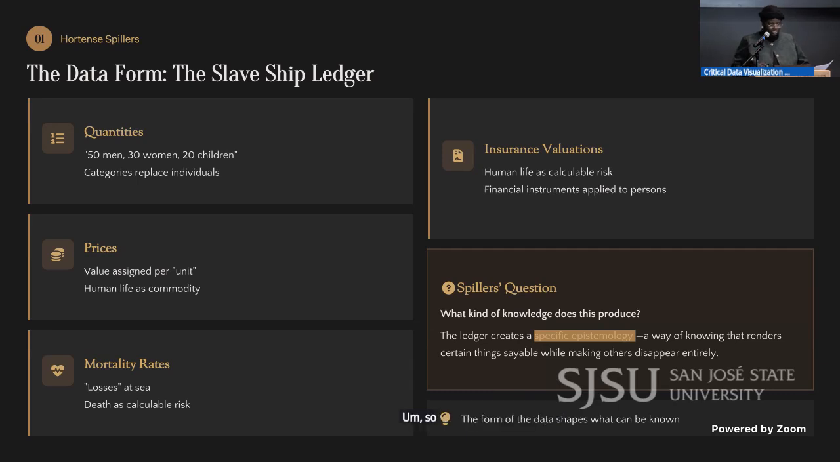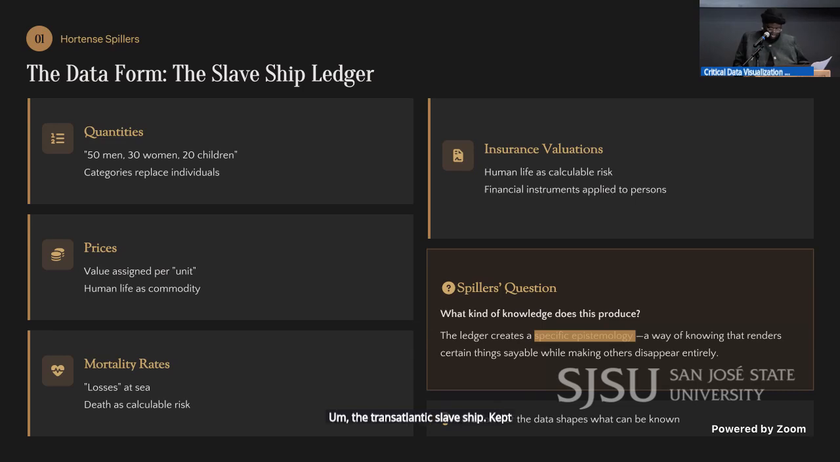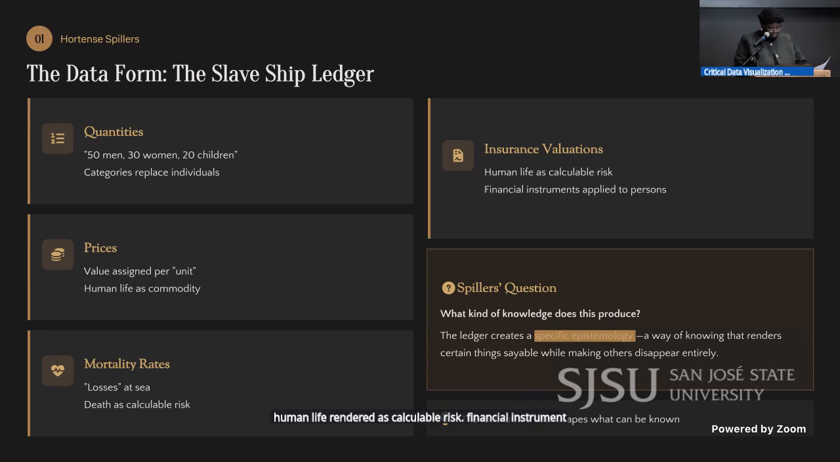So for this particular slide, I want to bring us to the attention of Hortense Spillers and the ledger. The transatlantic slave ship kept detailed records, not diaries, not ethnographies, ledgers, columns of numbers, quantities, 50 men, 30 women, 20 children, price value assigned per unit, mortality rates, losses at sea calculated as depreciation, insurance valuations, human life rendered as calculable risk, financial instrument applied to person.